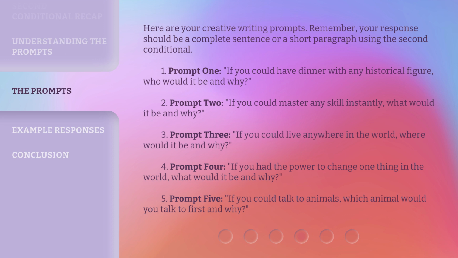1. Prompt 1. If you could have dinner with any historical figure, who would it be and why? 2. Prompt 2. If you could master any skill instantly, what would it be and why? 3. Prompt 3. If you could live anywhere in the world, where would it be and why? 4. Prompt 4. If you had the power to change one thing in the world, what would it be and why? 5. Prompt 5. If you could talk to animals, which animal would you talk to first and why?